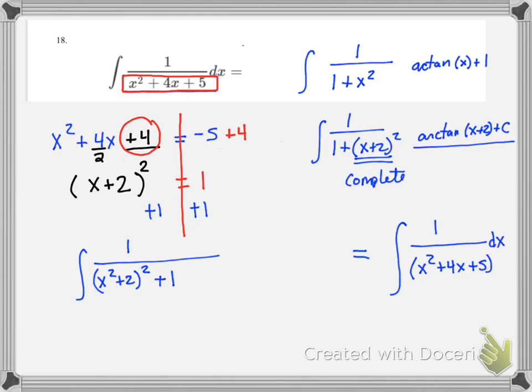And this one we can see, well, this is really arctangent. It's arctangent of not x, though. It's arctangent of x plus 2. Let's clean this up. That shouldn't have been squared there. x plus 2 quantity squared. So then the answer will be arctangent of x plus 2 plus c.